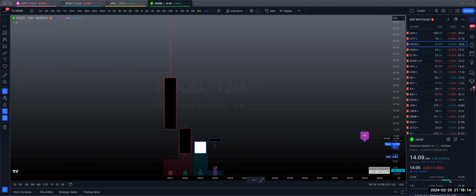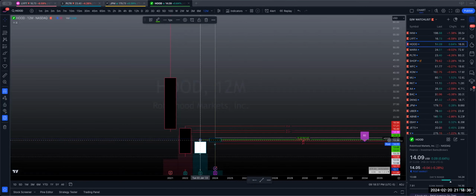So look, right now we're looking at Hood on the 12-month chart, as you can see. So all Enforce means is the stock is moving in the same direction on mostly all the high time frames, or the majority of the high time frames, right? So I'm gonna take this line right here.